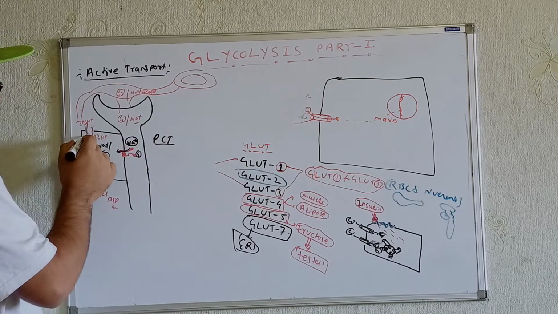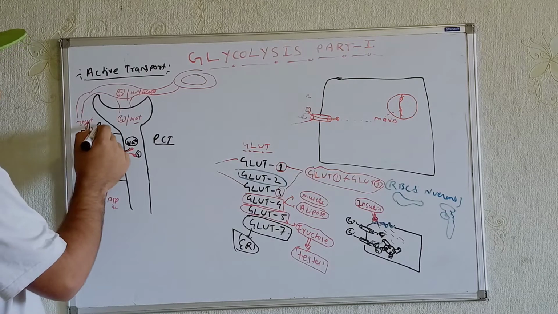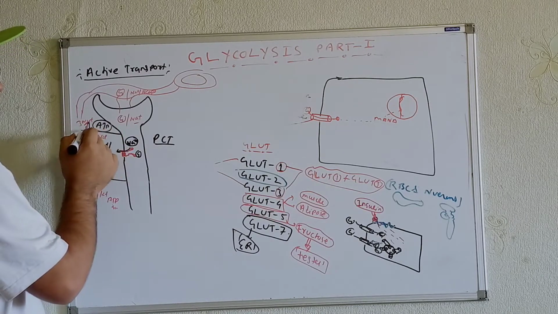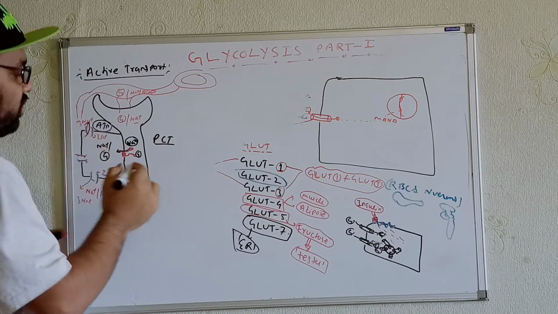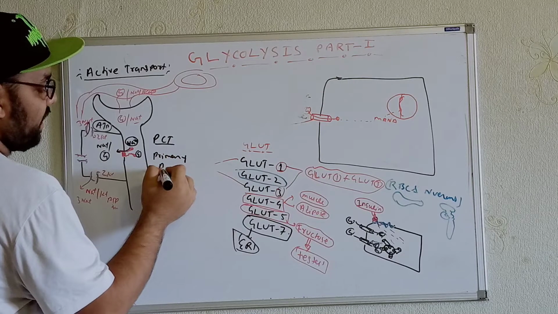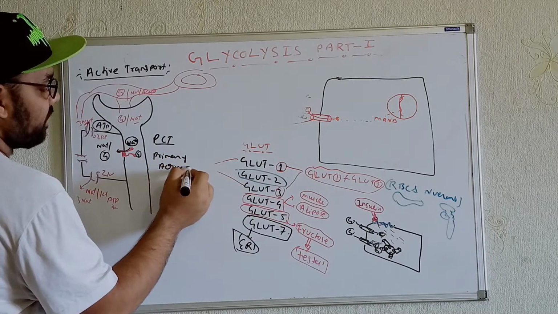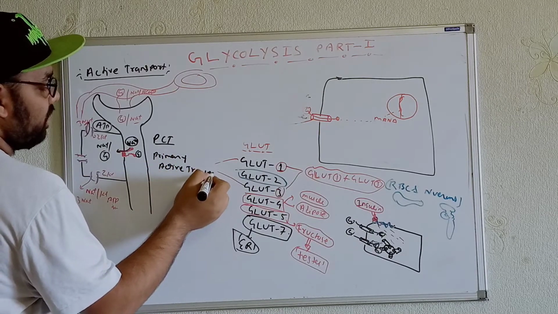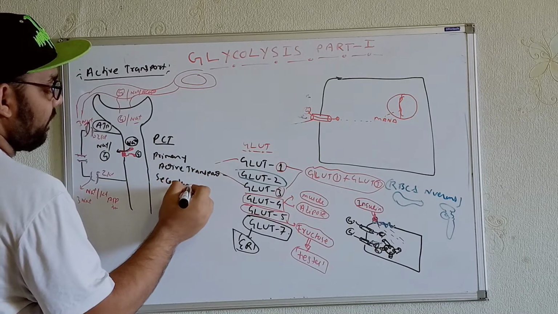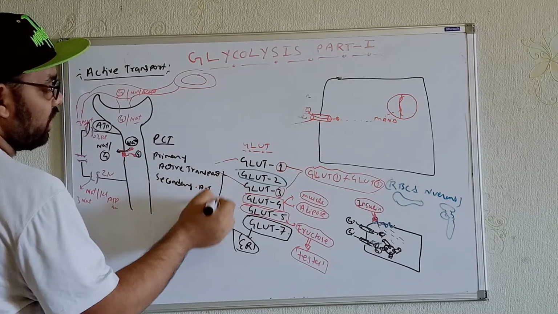Whenever the sodium is going out, at that time there is utilization of the ATP. So ATP is used over here. Now for this we have to know 2 more things: the primary active transport and the secondary active transport. Now see, what is the difference?